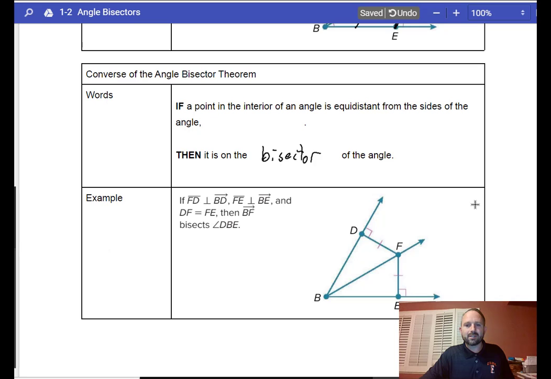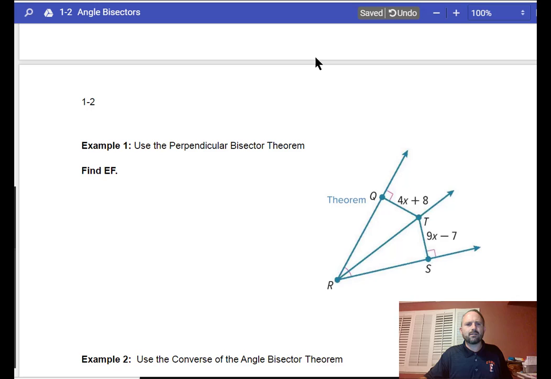So the example of this, they're saying, look, if this DF and FE are equidistant, then they're saying this line BF is going to be the angle bisector. That means BDF is equal to FBE. Let's continue. All right, so now it says, use the perpendicular bisector theorem.